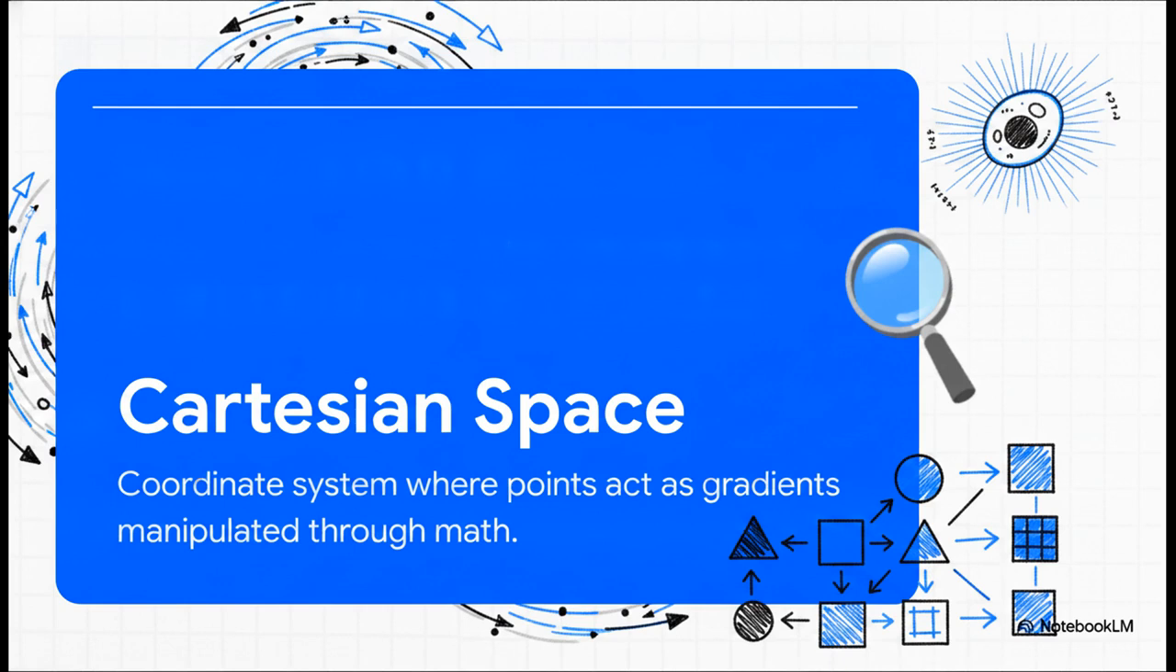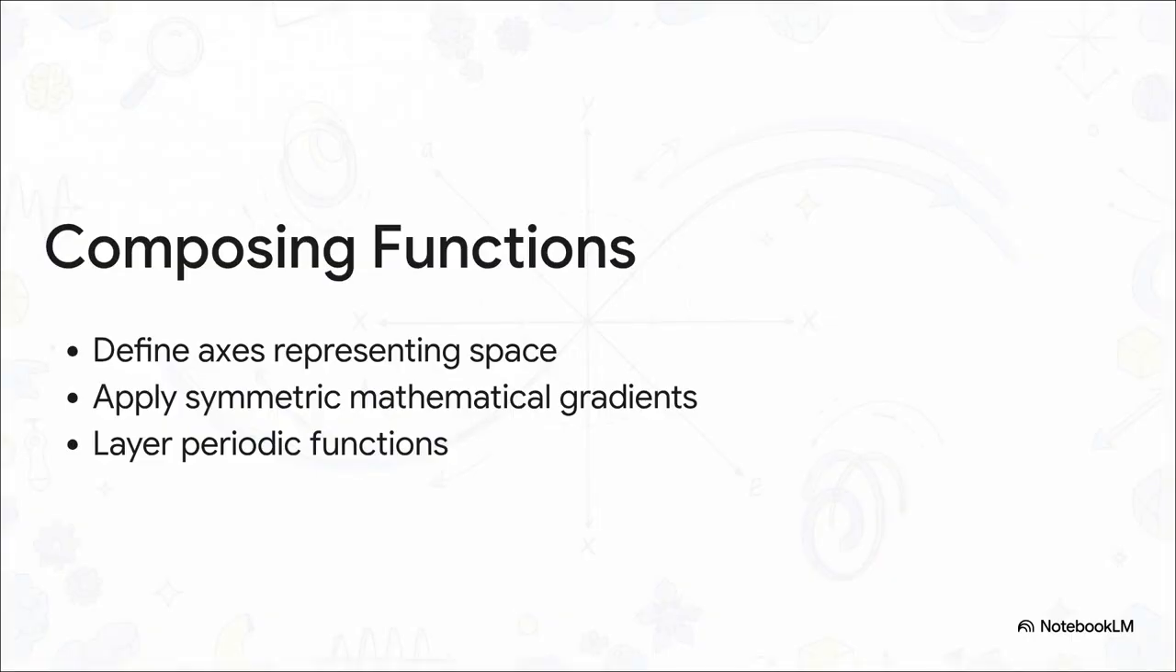Think about biology. A developing cell knows exactly where it is, like front, back, left, or right, entirely based on chemical gradients. It's basically reading its physical coordinates. Well, in our computational world, we can set up that exact same coordinate space and manipulate it purely through math. We are quite literally giving life to empty grids. By layering functions on top of this space, we can warp the geometry and compose entirely new forms. We define the axis representing space, we apply symmetric mathematical gradients, and then we layer periodic functions to build structure.